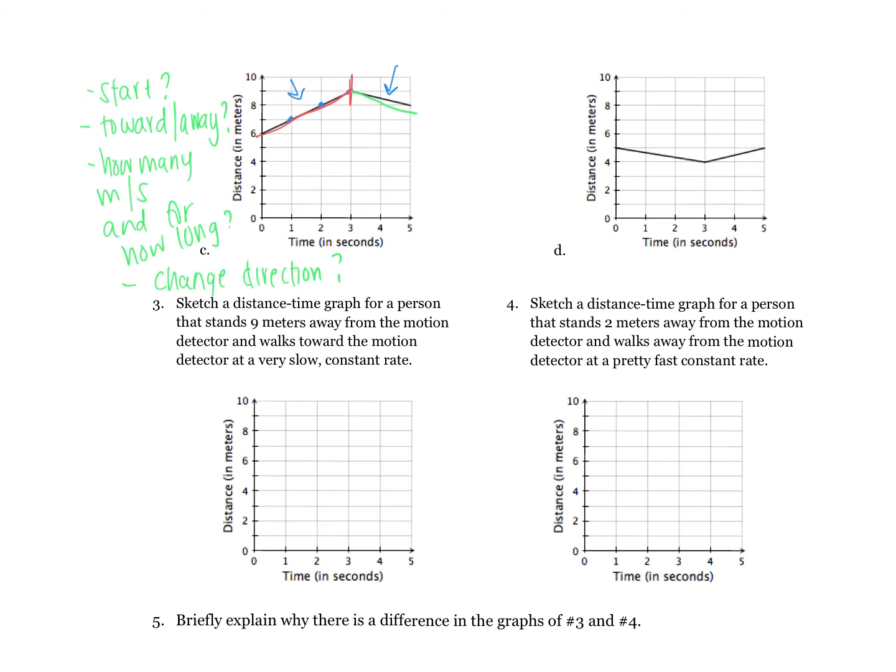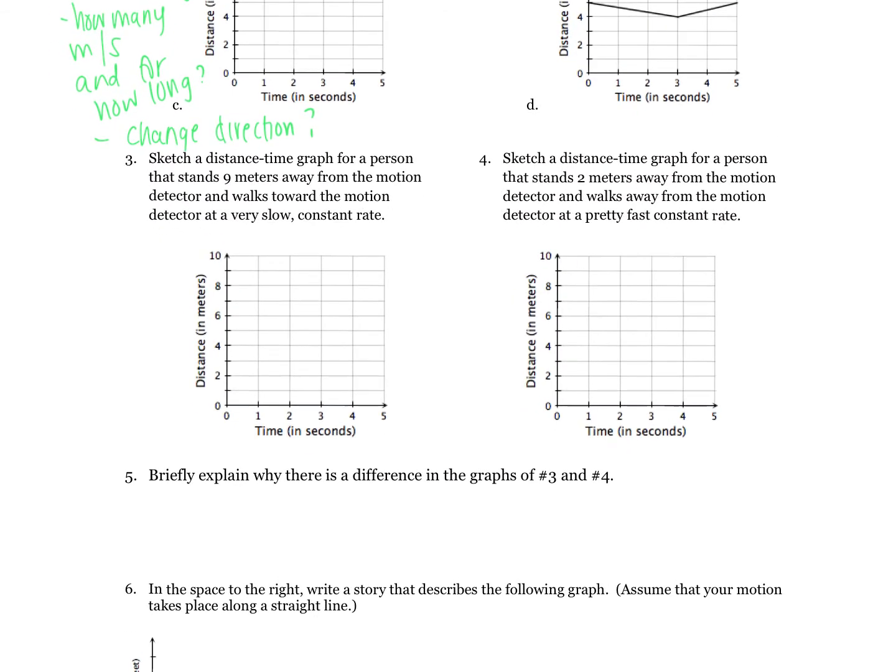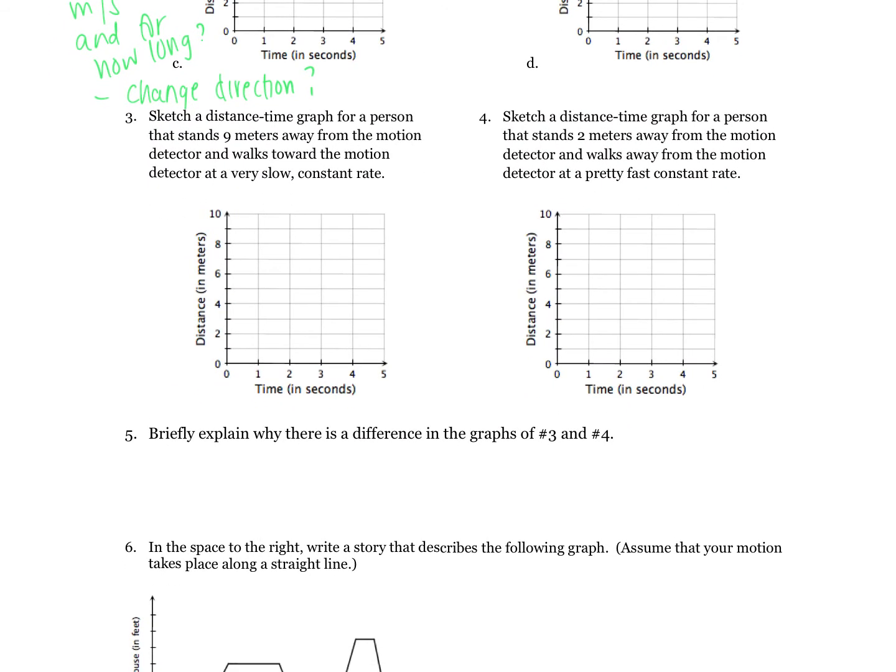All right, now I'm going to do number 3 with you and then explain 6, and then you're going to try everything else on your own. Okay, so for this one, it gives us a story, and now we're going to go ahead and try and graph it. Okay, so this says sketch a distance graph for a person that stands 9 meters away and walks toward the detector at a very slow, constant rate.